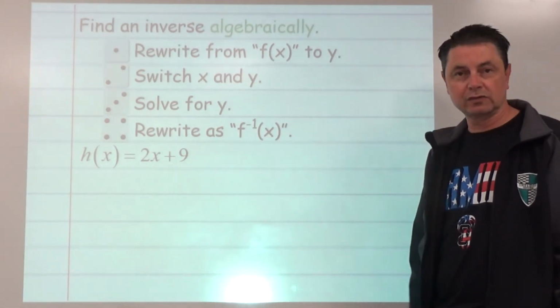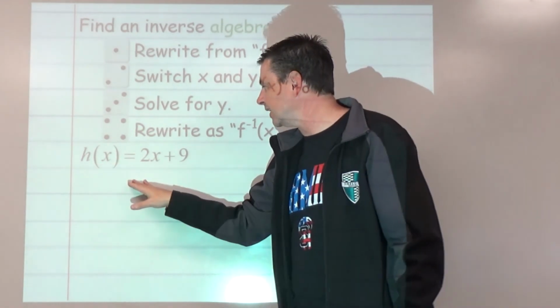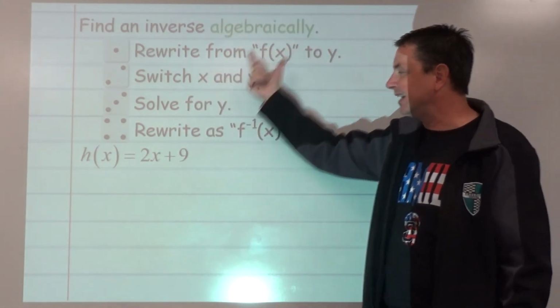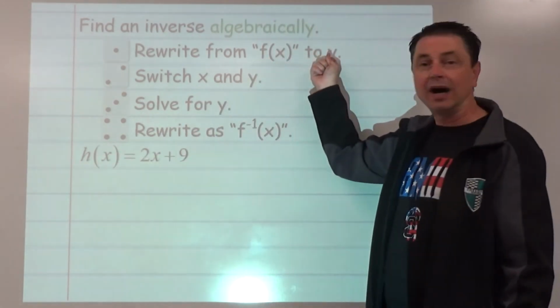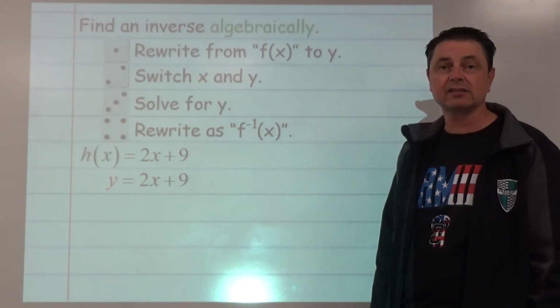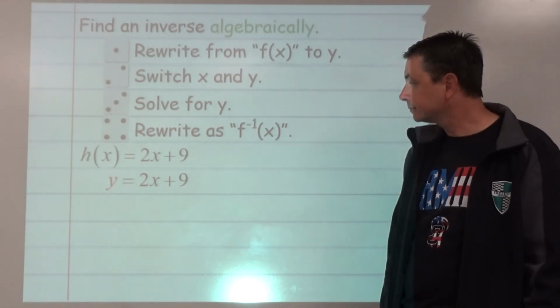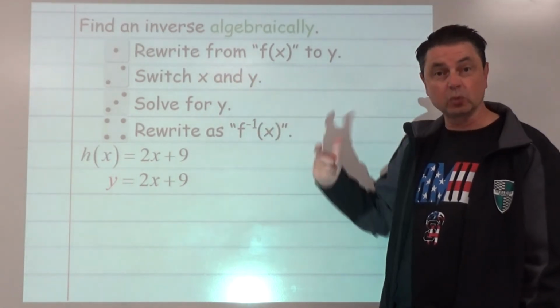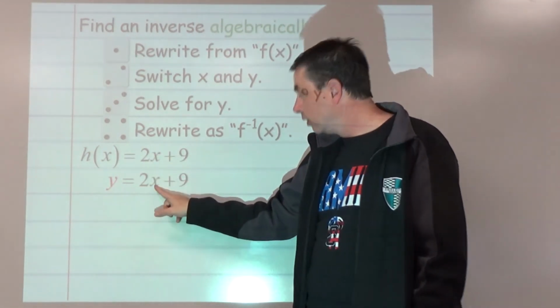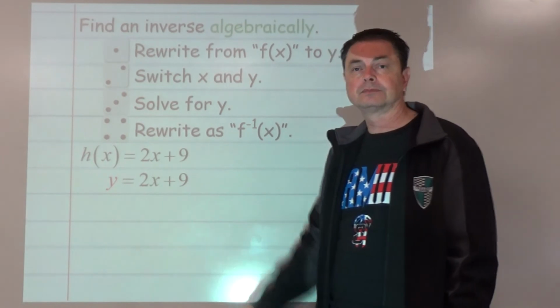Let's practice on this one. We've got a function h of x is equal to 2x plus 9. Step number 1 says rewrite it as y equals. So y equals 2x plus 9. Step 2 says switch the x and the y. So this we're going to rewrite as x. This we're going to rewrite as y.